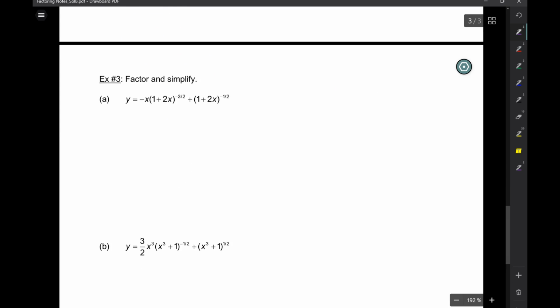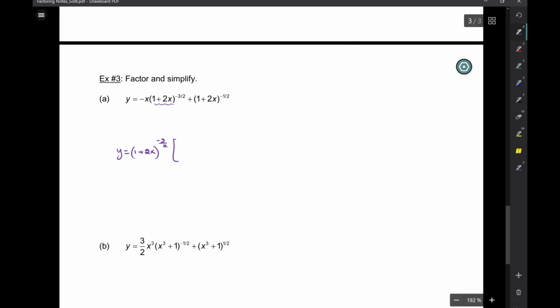Factoring. We've touched on this. You can't get enough though. What can I factor out of these? An x. Not an x. A negative. A 1 plus 2x. Just a 1 plus 2x? To the power of negative. To the power of negative 3 over 2 because that's the smaller, lesser exponent. So 1 plus 2x to the power of negative 3 over 2.